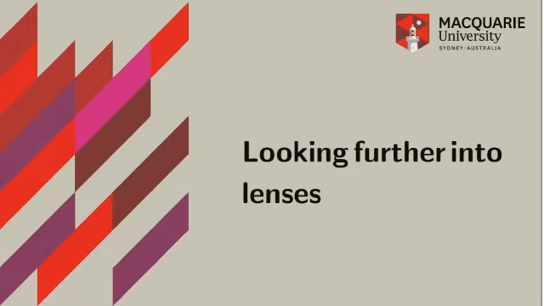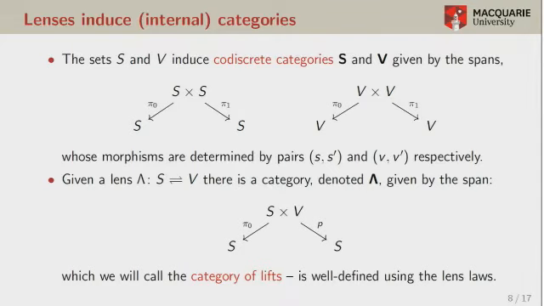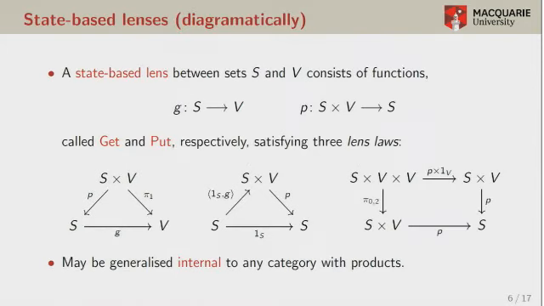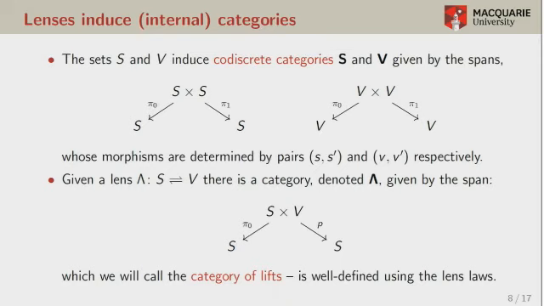So, moving forward, how can we look further into what these lenses should really be? Remember, going back a few slides, we've got a lens as these commuting diagrams, and we have this definition, and we ask what we can do with these commuting diagrams that makes sense. If we have a pair of sets, S and V, one thing we can always do is turn them into a category. We can turn a set into a category in two different ways.